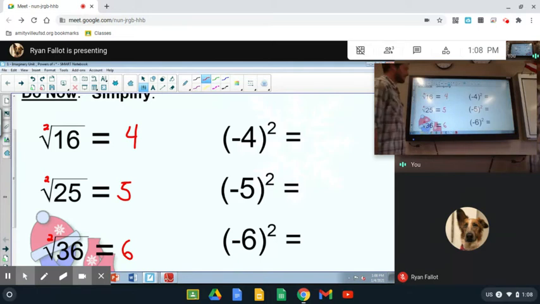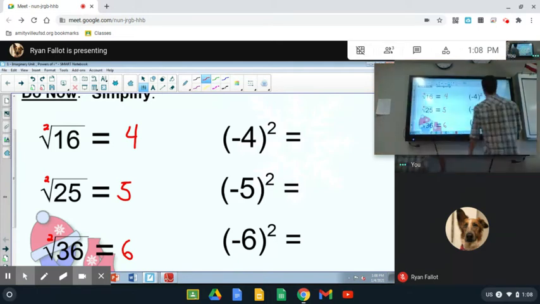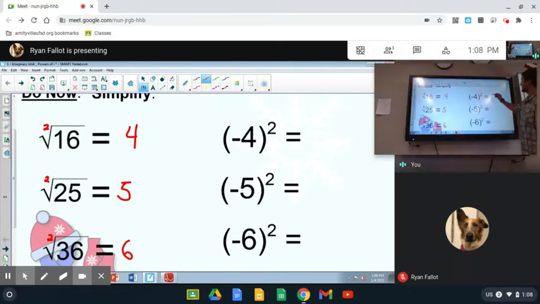Next, we have -4 squared. -4 squared is like saying -4 times -4. A negative times a negative makes a positive, and 4 times 4 makes 16. Good to go. -5 times -5, or -5 squared. I don't need to see work. If you're smart and you know what you're doing, 25 is just your answer.